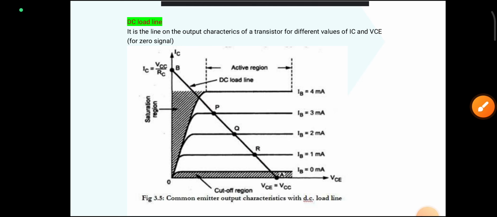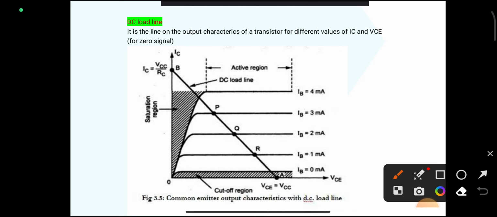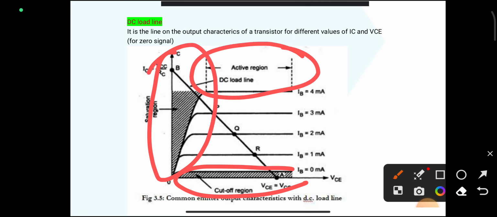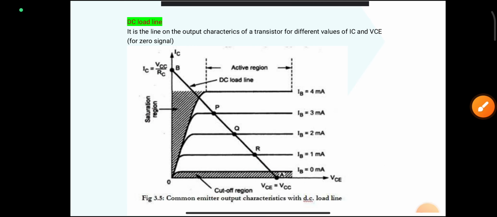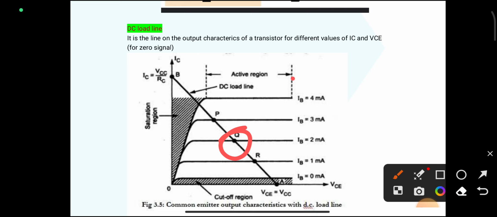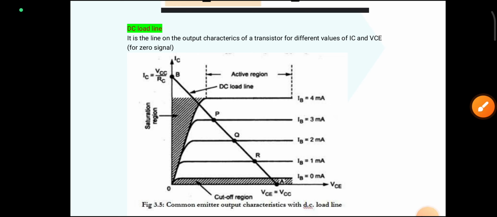In the DC output characteristics of a transistor, we have three regions. This is the cutoff region, this point is in the saturation region, and this is the active region. The transistor must have the Q point in the middle of the DC load line, and this Q point must lie in the active region. So this is about the DC equivalent circuit.